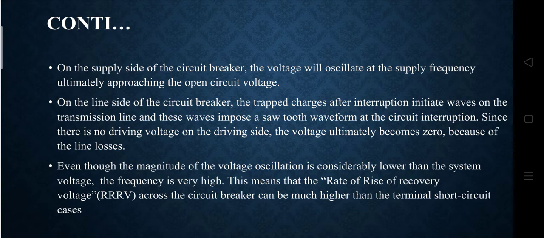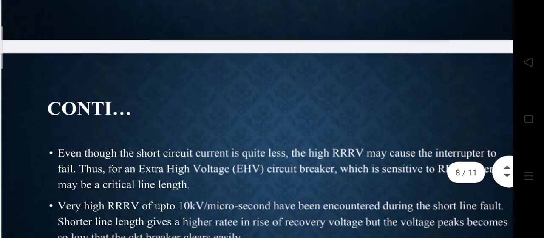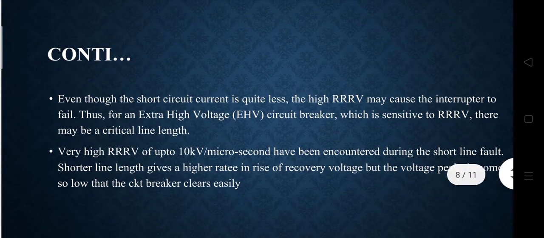There may be three types: the rate of rise of recovery voltage, high rate of rise of recovery voltage, and the third one, very high TRV. The second one, high RRRV, may cause the interrupter to fail. It also occurs where the short circuit current is quite low. Thus the extra high voltage circuit breakers are sensitive to TRV, and there may be a critical line length.